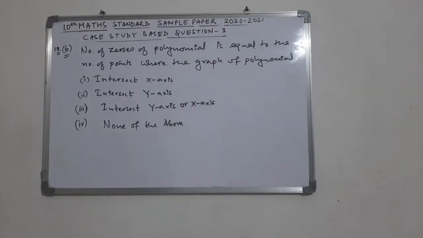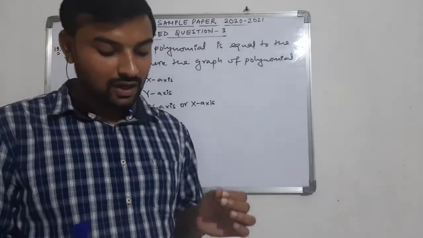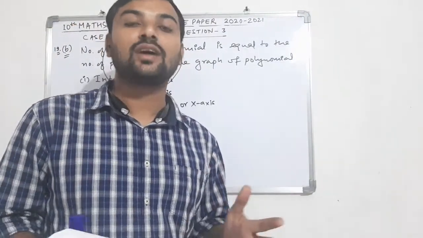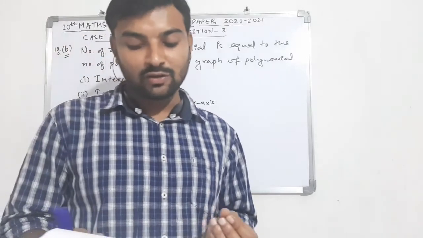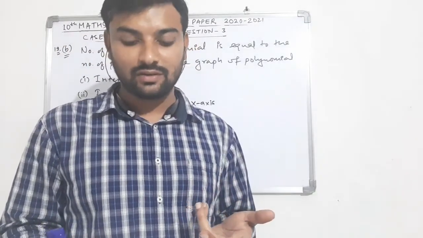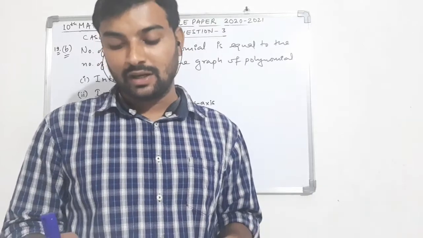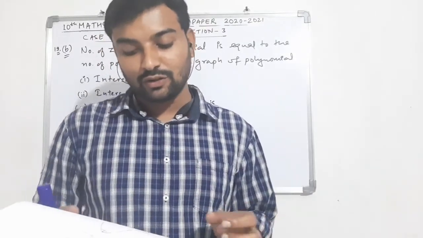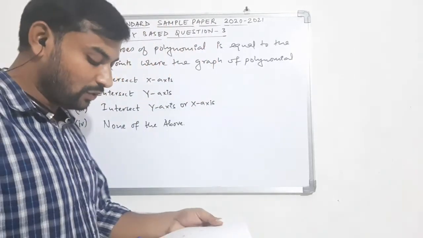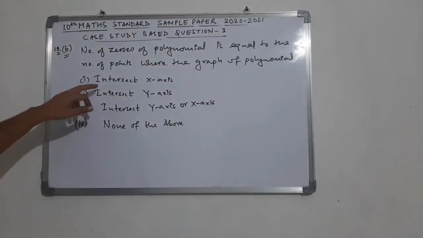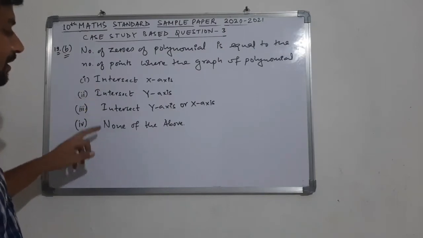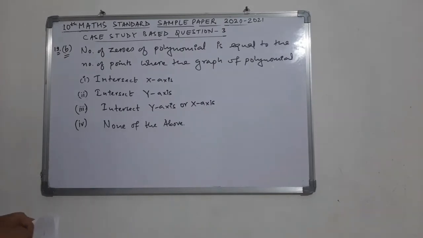Let us come to the second part of this question. We have a situation here. The highway overpass is represented graphically. If we plot that on the graph, the zeros of a polynomial can be expressed graphically, and now we have to answer according to this. The number of zeros of a polynomial is equal to the number of points where the graph of the polynomial intersects the x-axis, intersects the y-axis, intersects x or y-axis, and the fourth one is none of the above.